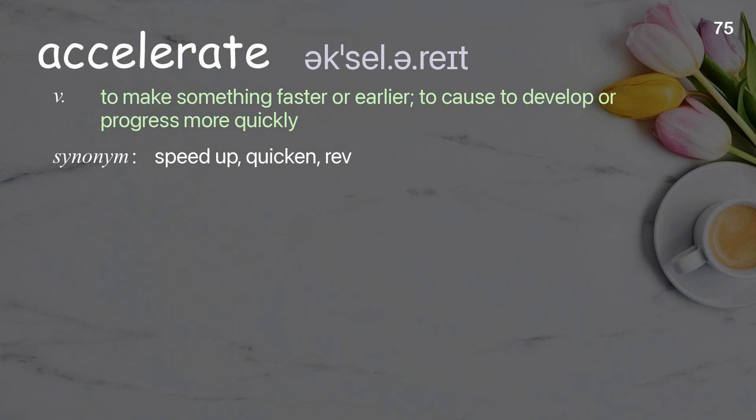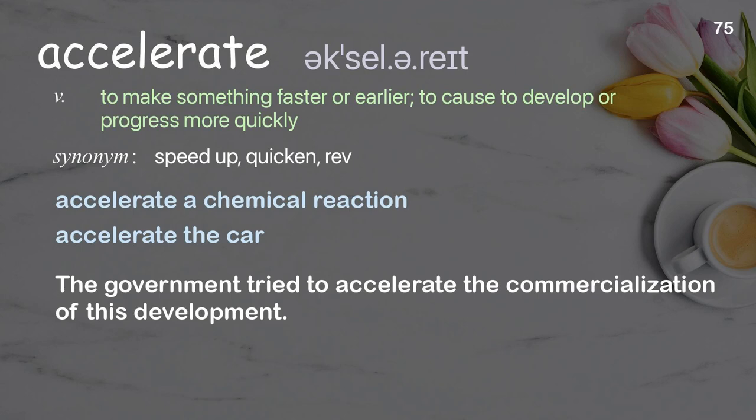Accelerate. To make something faster or earlier, to cause to develop or progress more quickly. Examples: accelerate a chemical reaction, accelerate the car. The government tried to accelerate the commercialization of this development.